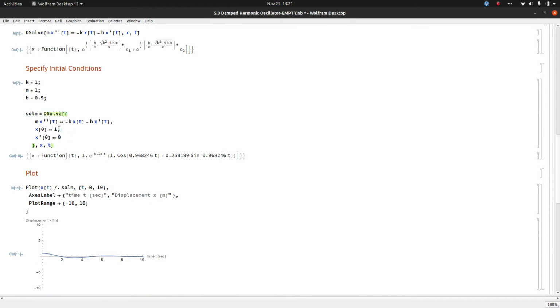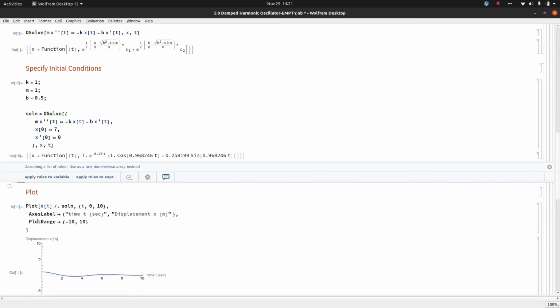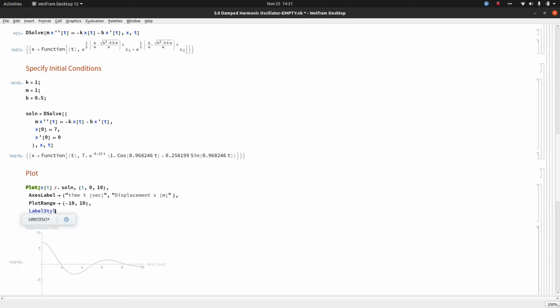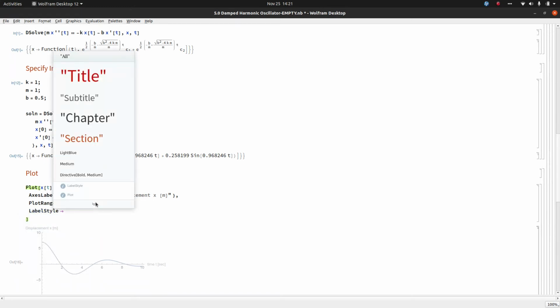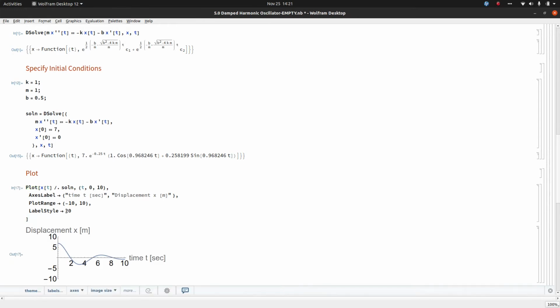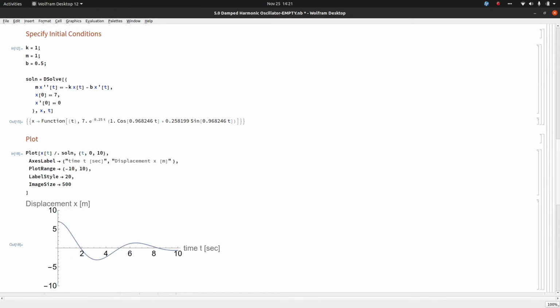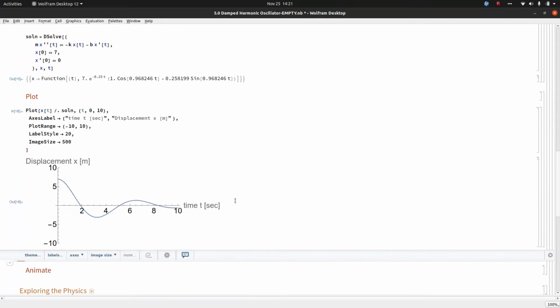I'm going to crank up some numbers here to make this a little bit different. Let's give it an initial displacement of 7. That way we can see it a little bit better. Let's see, I'm going to change my label just to be a little bit bigger so we can see that better. Make that 20, and now my graph is too small, so I'll just increase the image size. There we go. So we can see how our displacement changes as a function of time.